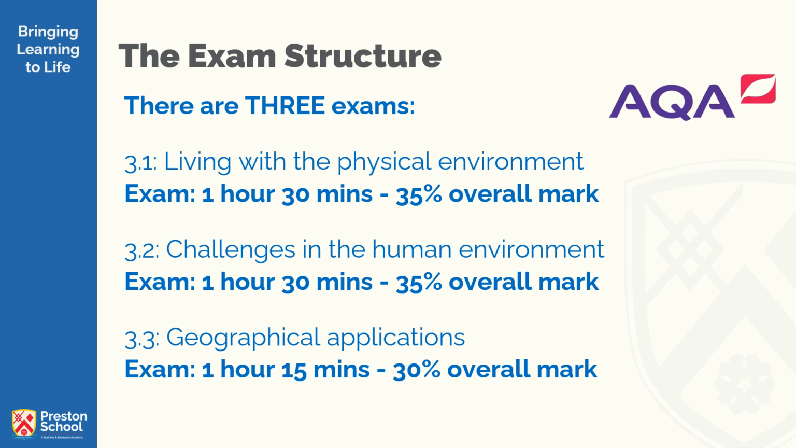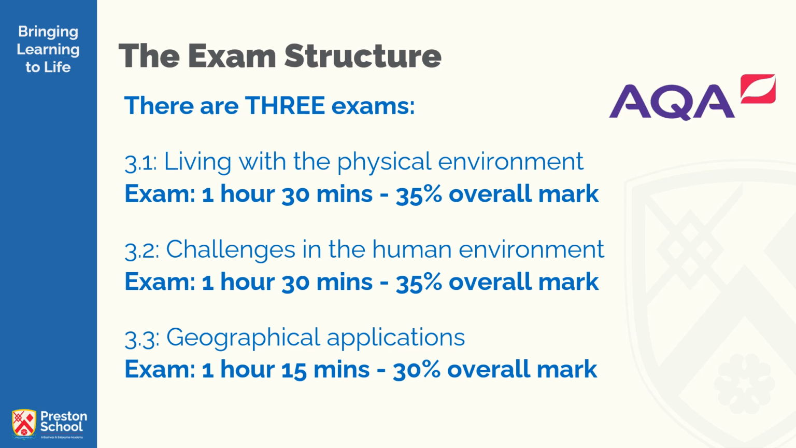As you can see, there are 3 overall exams for the GCSE course. All of the exams take place at the end of year 11. So the first exam that students will sit is Unit 1, which is living with the physical environment. That focuses on physical geography, which is the geography of the natural world. That exam lasts 1 hour and 30 minutes and it accounts for 35% of the overall mark.